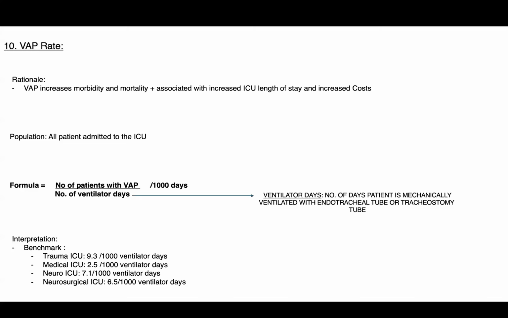So the interpretation is for trauma ICU, it is 9.3 per 1000 ventilator days. Then medical ICU is 2.5 per 1000 ventilator days. Neuro ICU is 7.1 per 1000 ventilator days. And neurosurgical ICU, it is 6.5 per 1000 ventilator days.